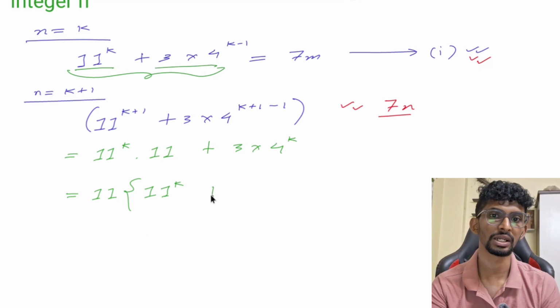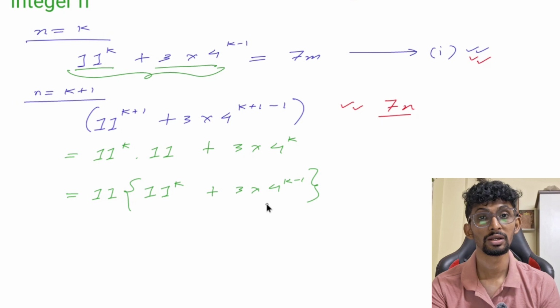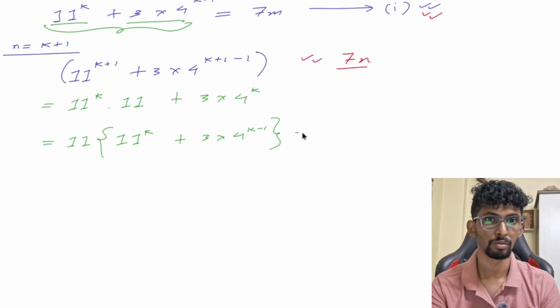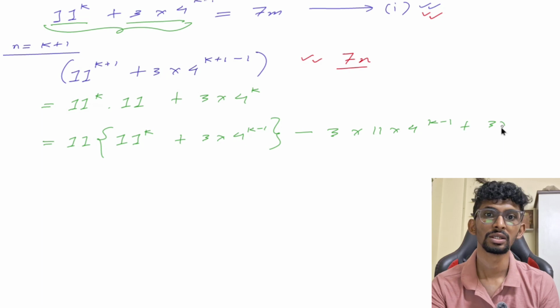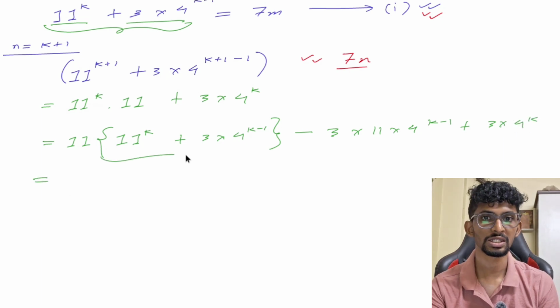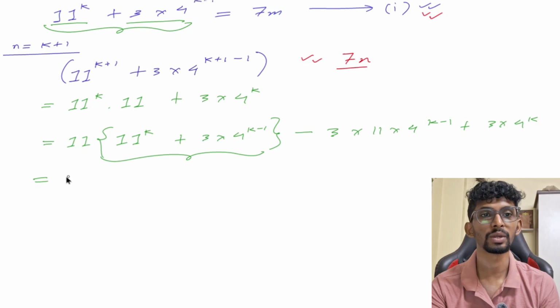So let us do one thing. Let us write this one, 3 times 4 raised to the power k minus 1. Now this is extra, so we have to eliminate this. So minus 3 times 11 will also get multiplied, 3 times 11 times 4 raised to the power k minus 1. And this 3 times 4 raised to the power k is as it is. Sorry, this will be plus 3 times 4 raised to the power k. Now this we can write as 7m from equation 1.